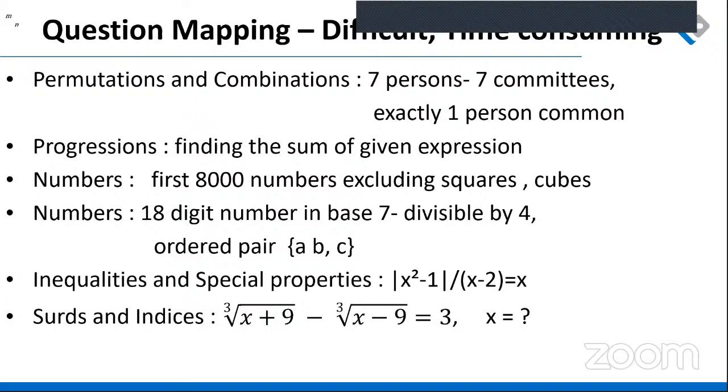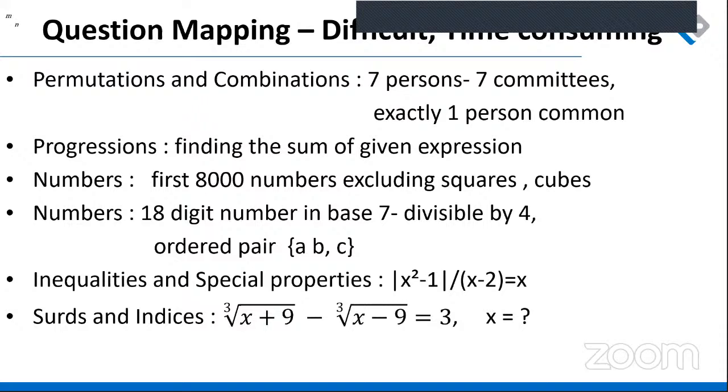Maybe you could have judged the answer. That would be fairly safe enough. But if you tried, this was a little lengthy, and maybe you don't know where to start and how to start. So that is why I'm mapping it as time consuming rather than difficult.